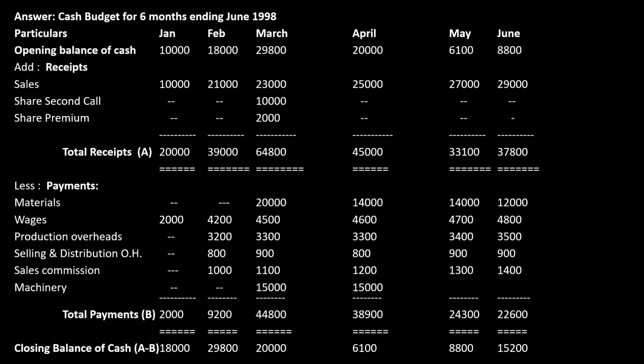It goes on. The March closing balance will become opening balance for April. The April closing balance will become opening balance for May. The May closing balance will become opening balance for June. That's it. So there ends the sum. So this is how you do your cash budget. Okay. Now we'll go to the next one.